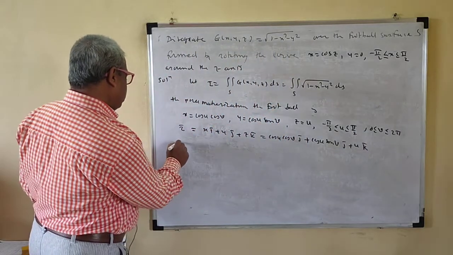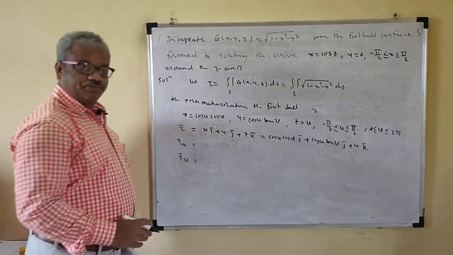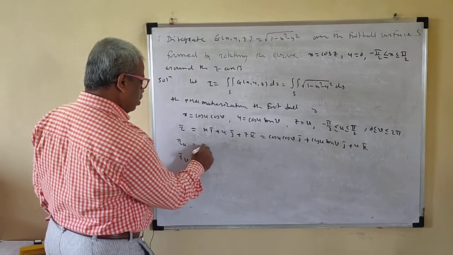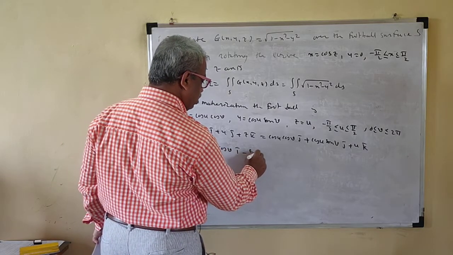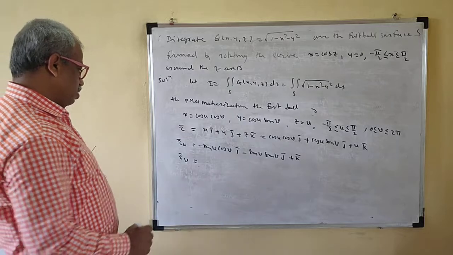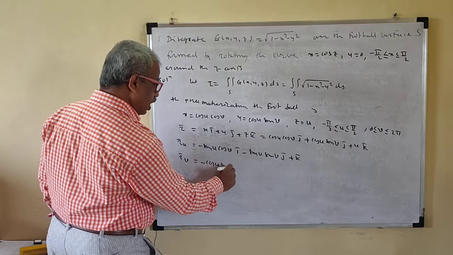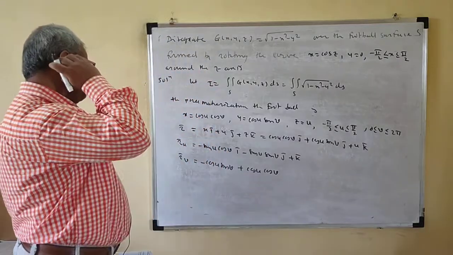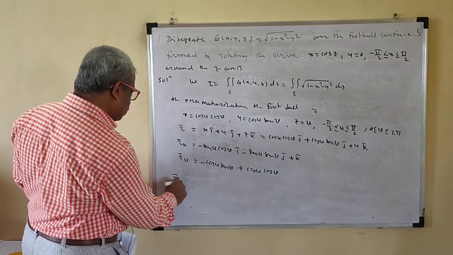Okay, so you have to find r bar of u and r bar of v. So r bar of u, you have to differentiate this with respect to u. So this is minus sin u cos v i bar minus sin u sin v j bar plus k bar, and r bar of v is minus cos u sin v i bar plus cos u cos v j bar, and this is 0. Okay, now you have to take the cross product of this one.